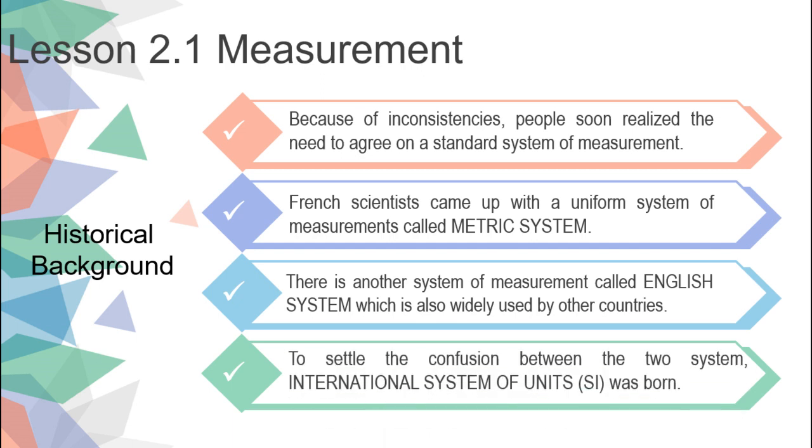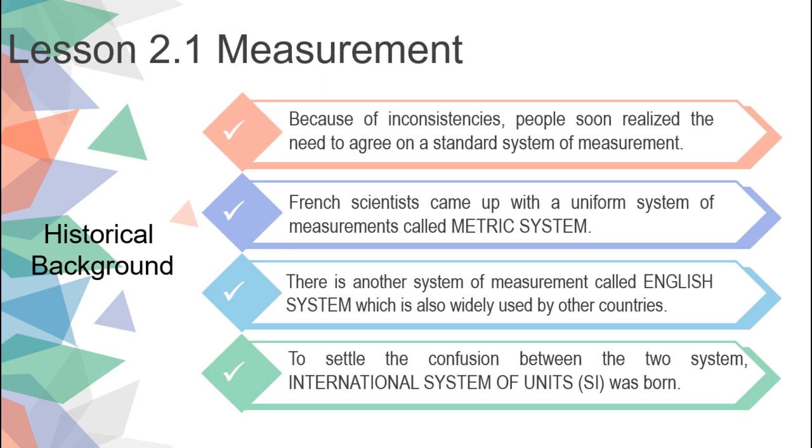To settle the confusion between the two systems, the International System of Units, abbreviated as SI, was born. Because it caused confusion between countries, scientists gathered in an international agreement.